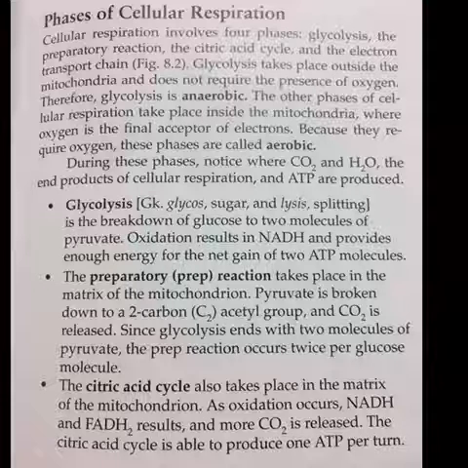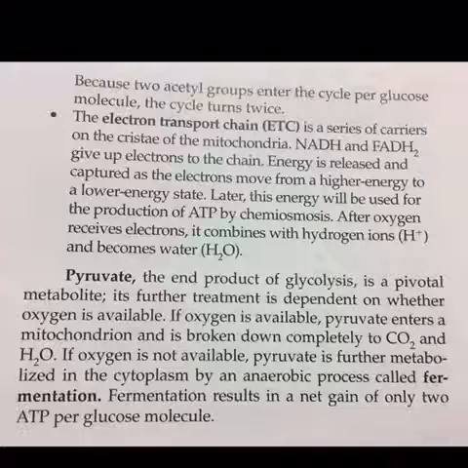The citric acid cycle also takes place in the matrix of the mitochondria. As oxidation occurs, NADH and FADH2 result, and more CO2 is released. The citric acid cycle is able to produce 1 ATP per turn. Because two acetyl groups enter the cycle per glucose molecule, the cycle turns twice.